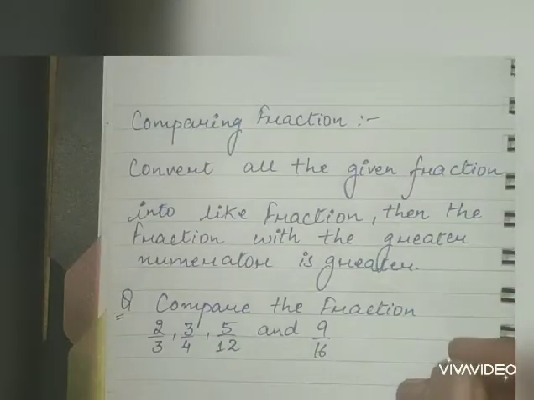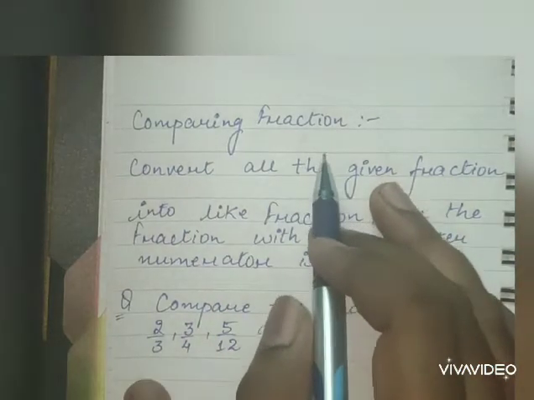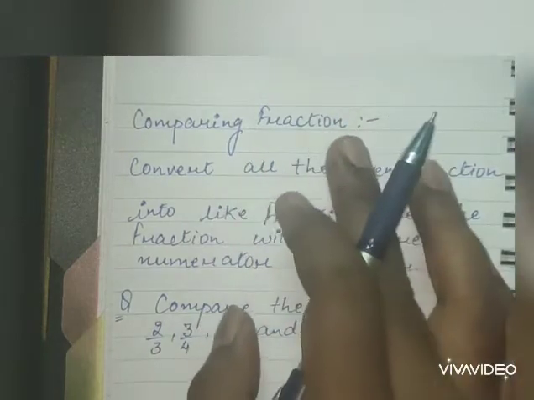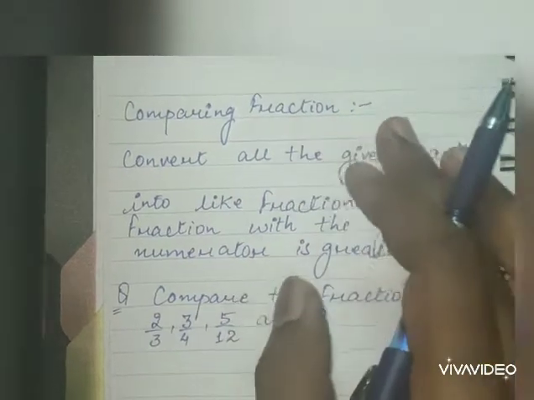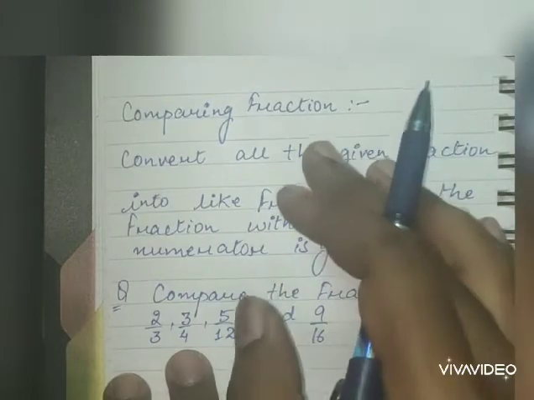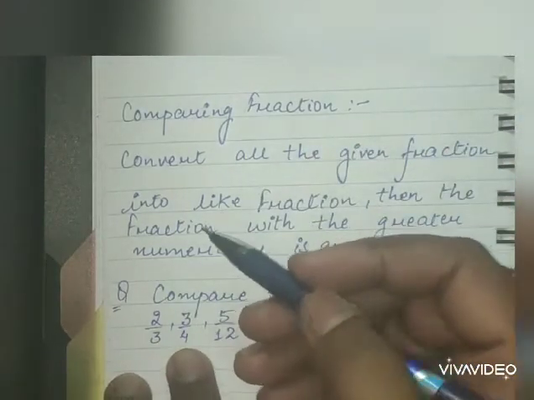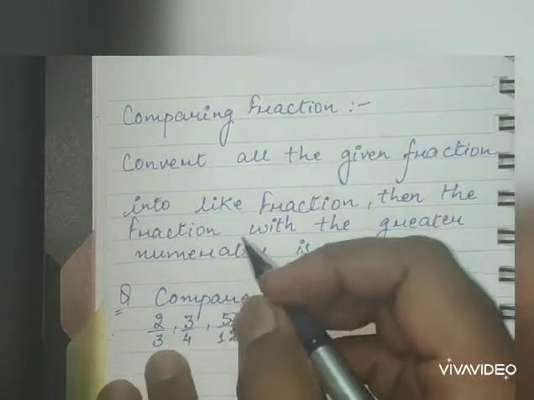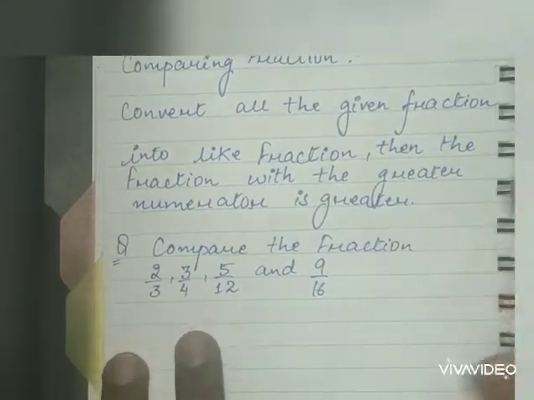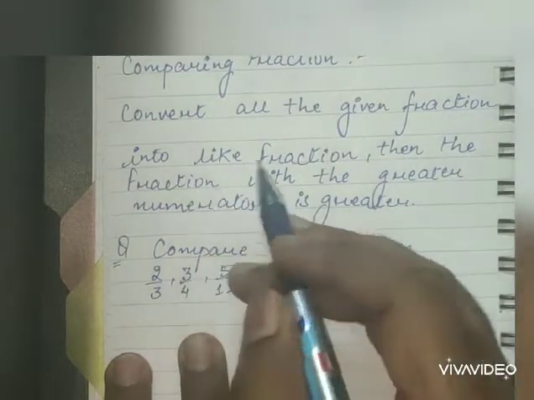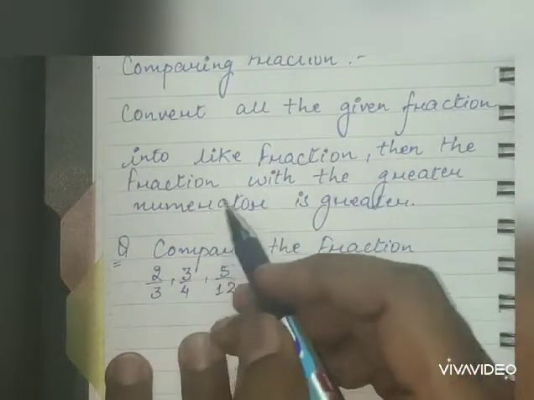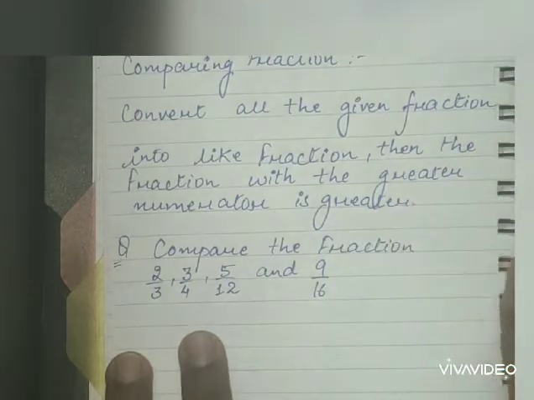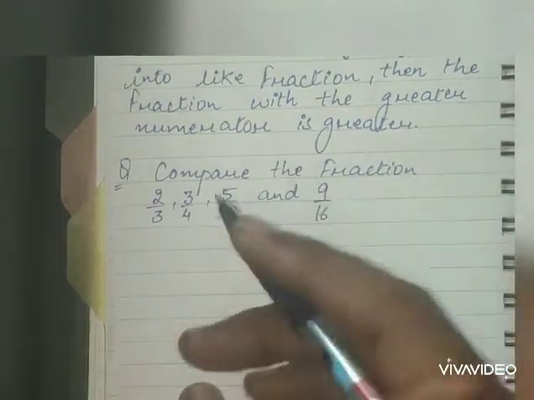So our next topic is comparing fractions. Students, comparison of rational numbers. We have also seen how the rational number is compared. Over here it is the same thing as you have seen in the rational number. We will do the same. Convert all the given fractions into like fractions. Then the fraction with the greater numerator is greater. Let's understand it with a question.